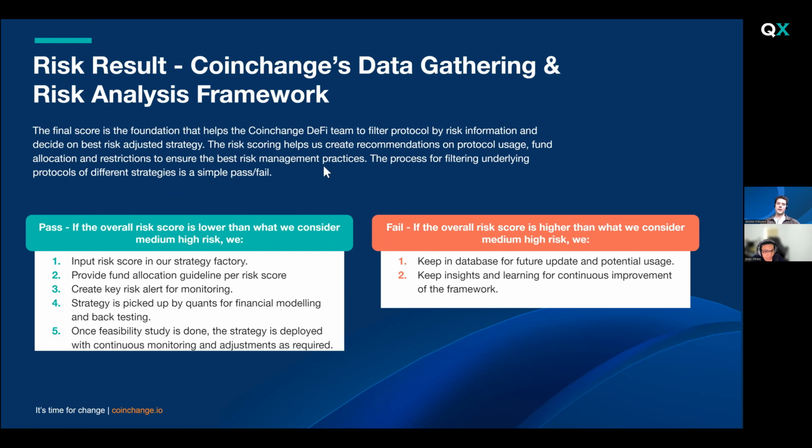And then after the due diligence, the information that we gather, so in this case, if the protocol is earning a pass, which is any protocol that earns a score below the medium high risk, we basically input the score into our strategy factory. We provide a fund allocation guideline for the different risk scores, and then I will create alerts for monitoring. If it's not passing, we just keep it in the database and then update it on a regular basis. And if it passed, then we go into the process again.